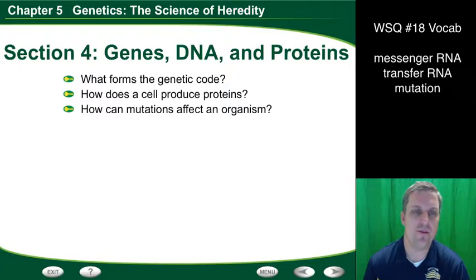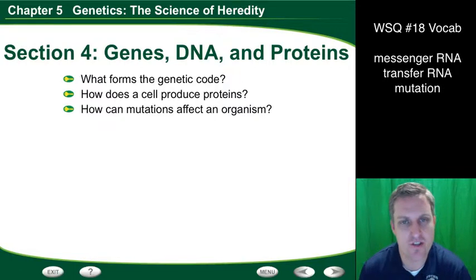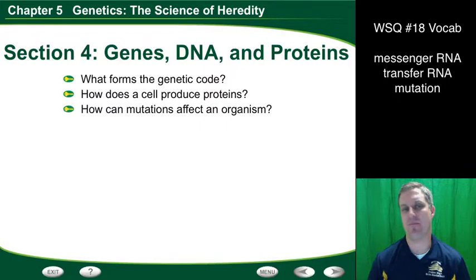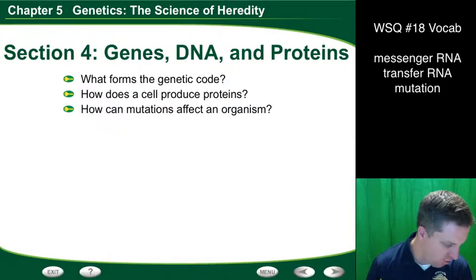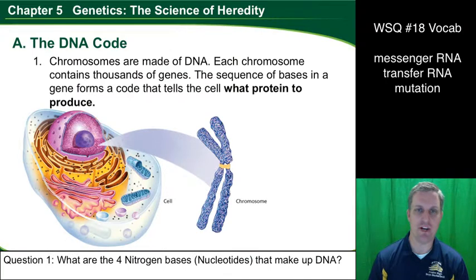Hello, welcome to WSQ number 18, chapter 5, section 4. We're going to talk today about genes, DNA, and proteins. We're going to learn about what forms the genetic code, how a cell produces proteins, and how mutations can affect an organism. So let's jump right into it today.